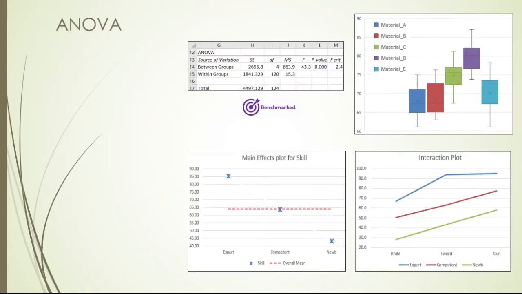We also go on to ANOVA, and there's three different versions of ANOVA that are easily available to us in Excel. And also beyond that, we want to be able to produce charts that help us interpret the data, like the main effects plot and the interactions plot, and we learn how to do that as well.